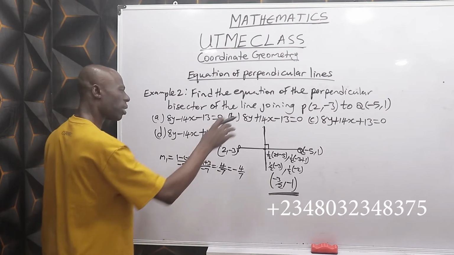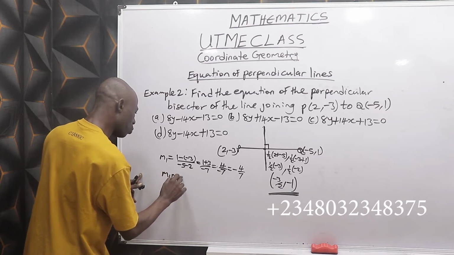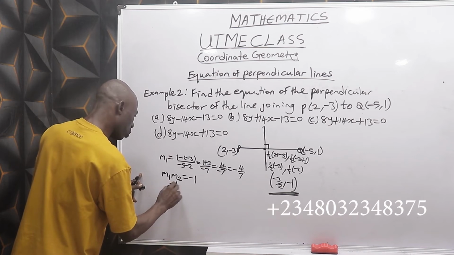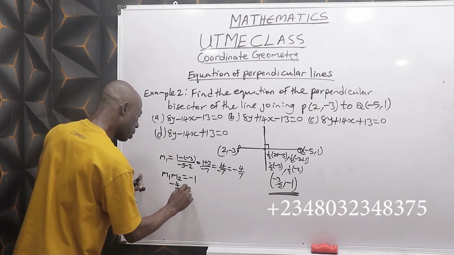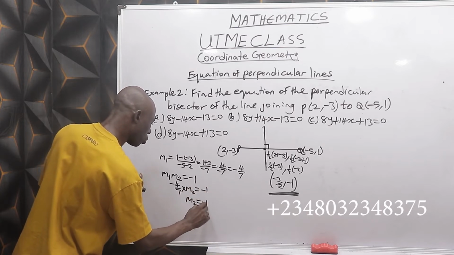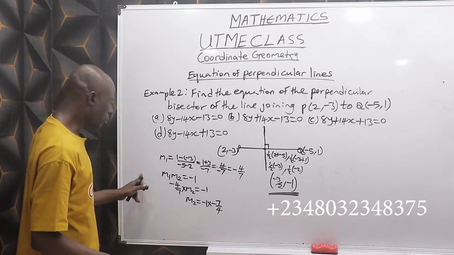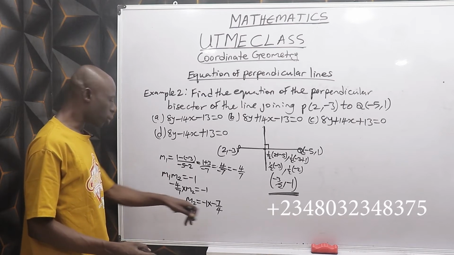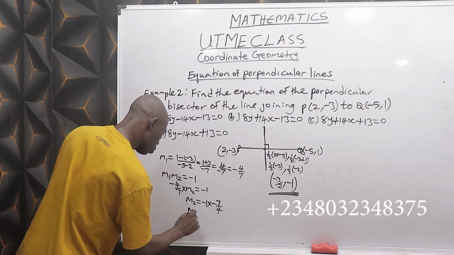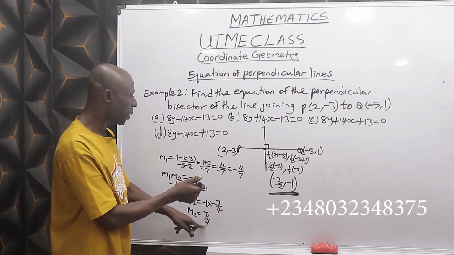Meanwhile, because they are perpendicular, M1 times M2 must be equal to minus 1. Meaning that minus 4 over 7 times M2 is equal to minus 1. So M2 equals minus 1 times negative 7 over 4. You understand? 4 over 7 will become 7 over 4 because we find the inverse. So M2 will be equal to 7 over 4. 7 over 4 is going to be the gradient of the perpendicular line.